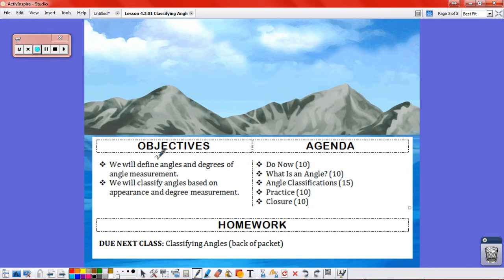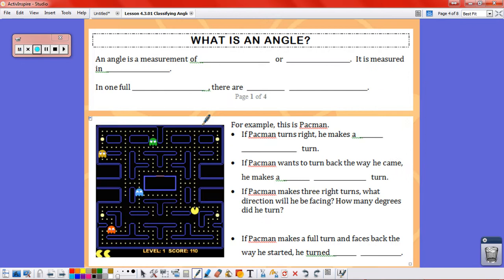So our objectives are that we will define angles and degrees of angle measurement and classify angles based on both appearance and the actual measurement in degrees. And there is homework. An angle is a measurement of turning or rotation. It is measured in degrees.